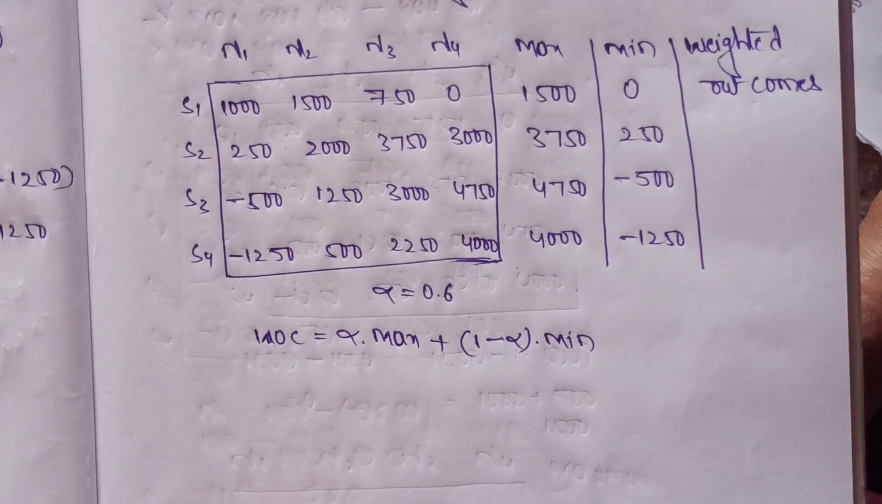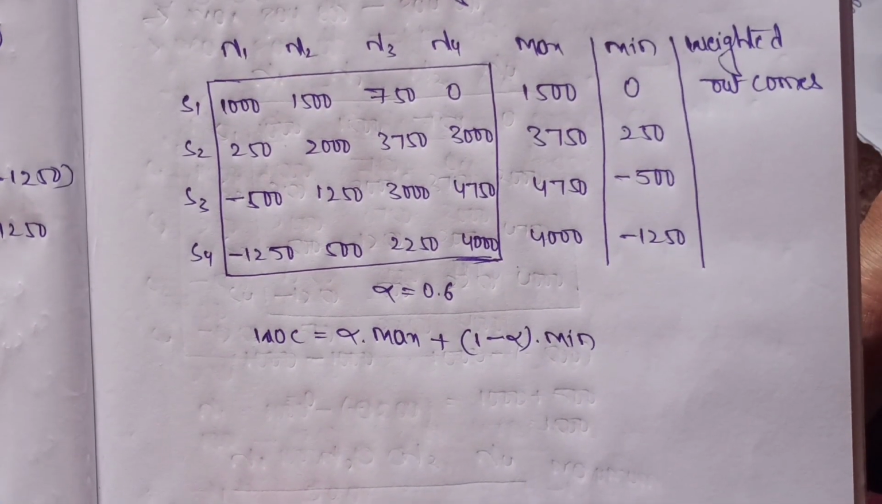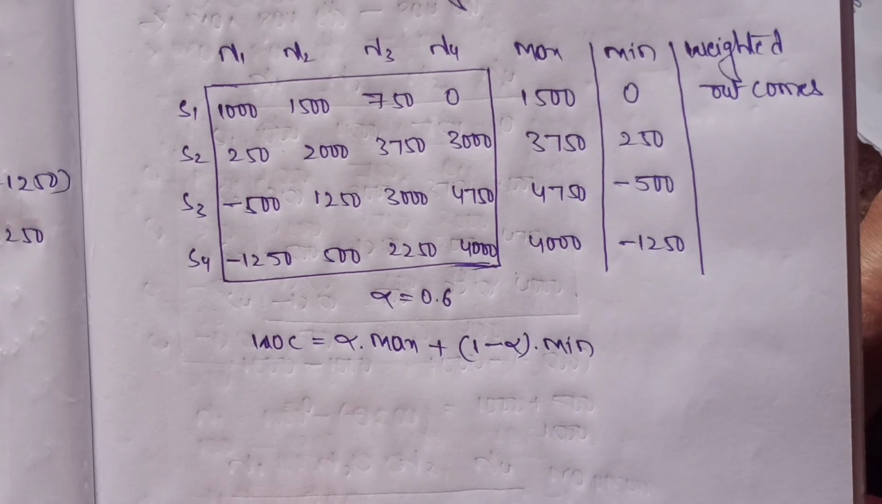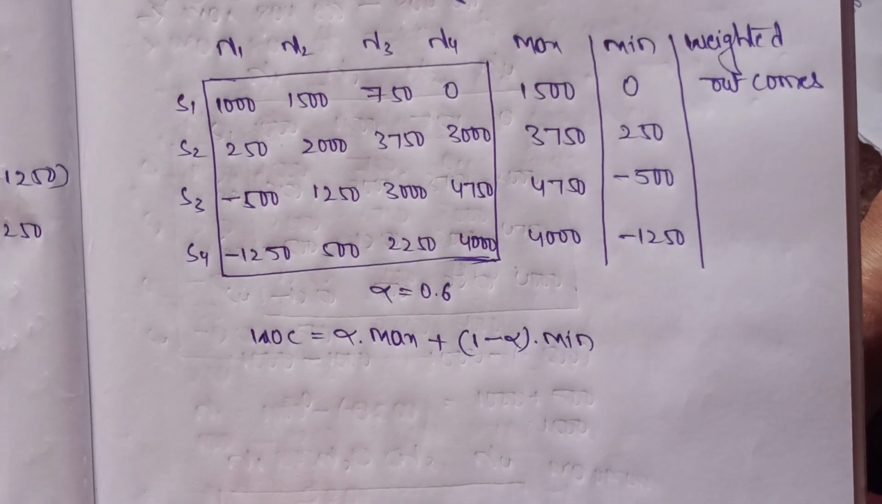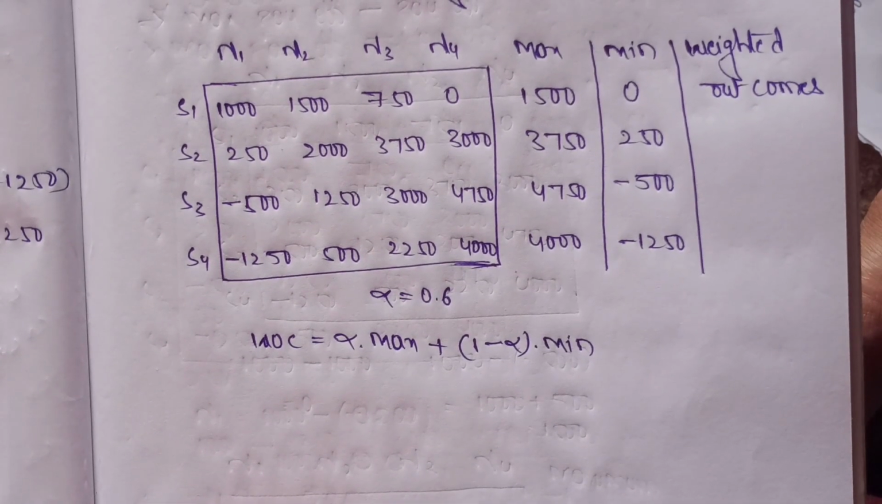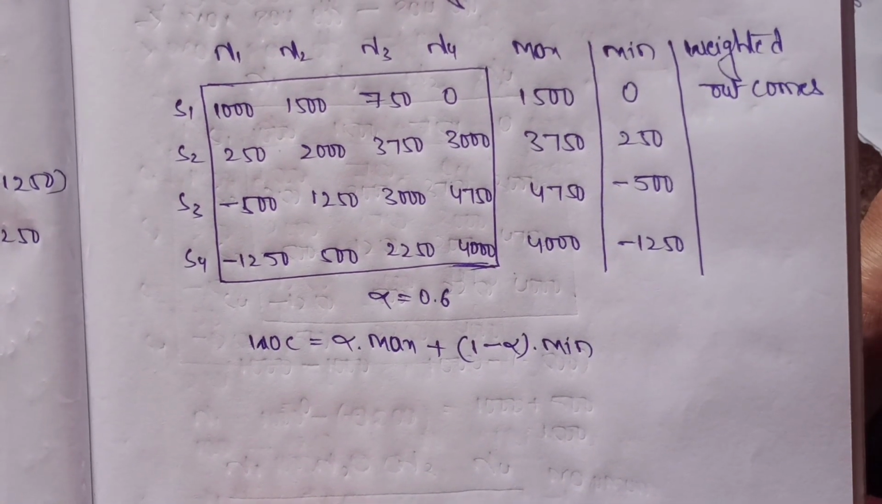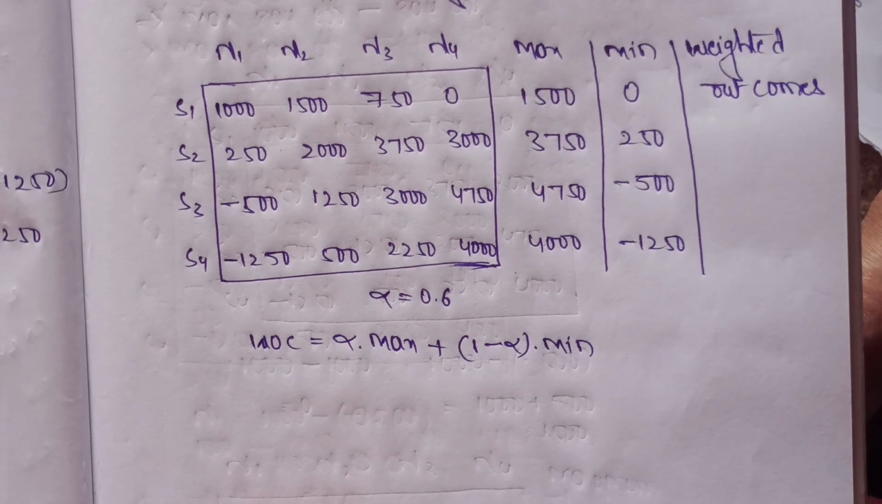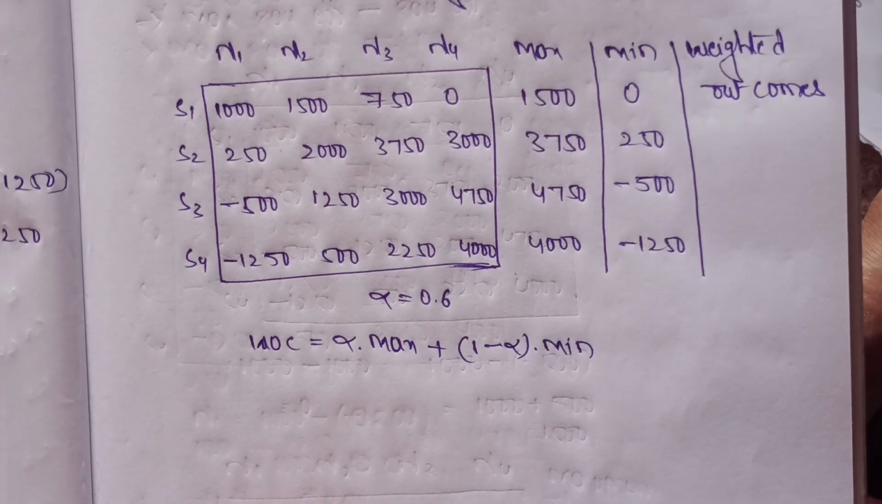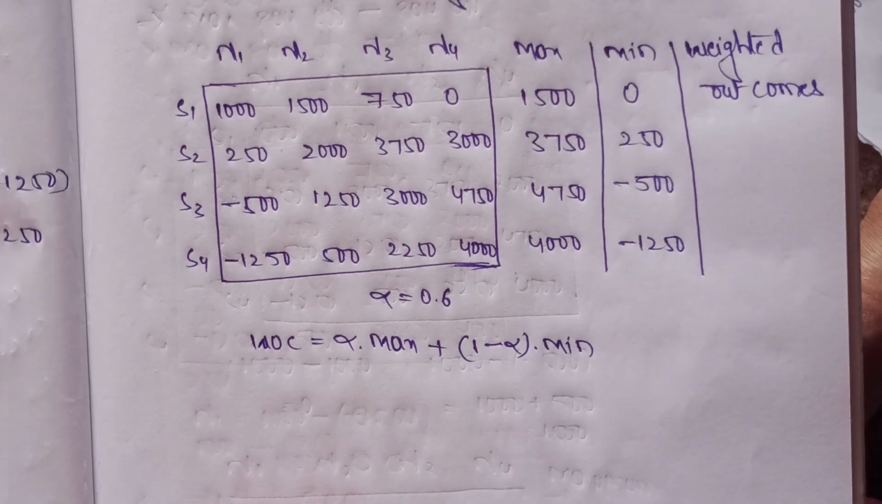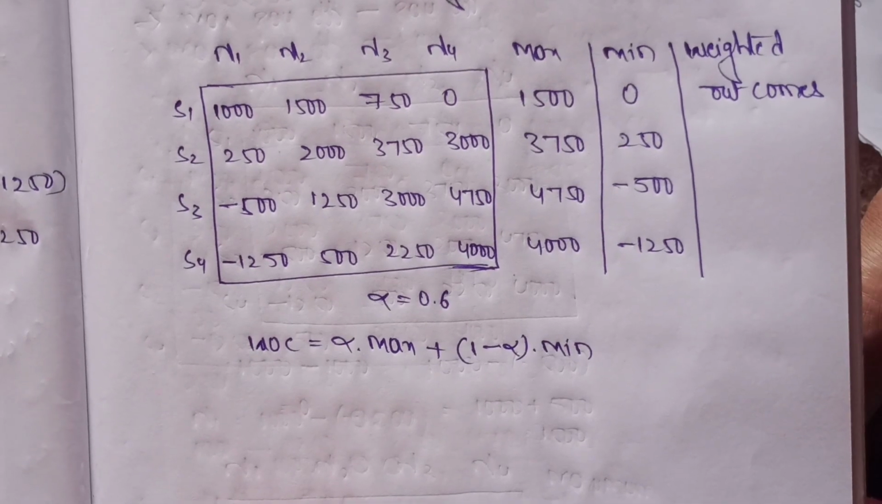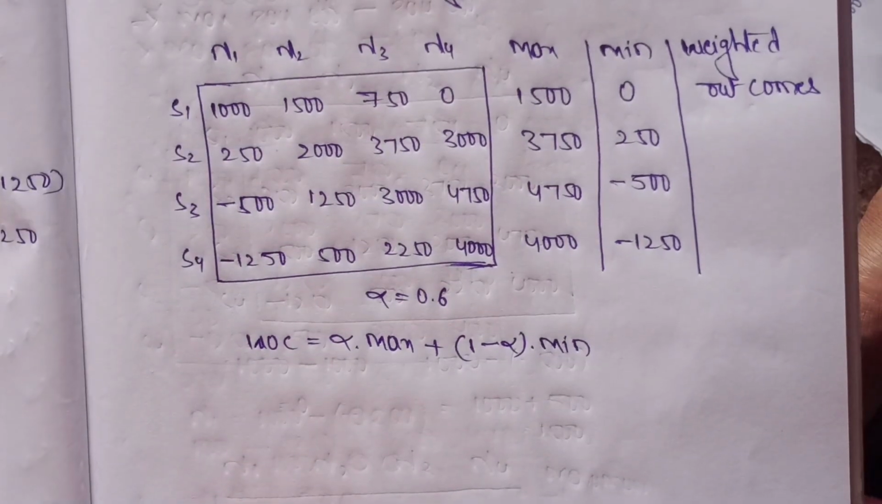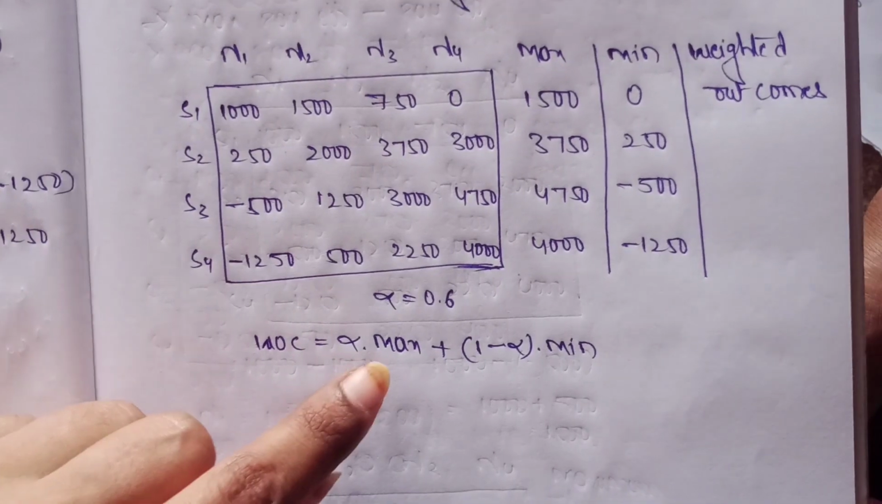Actually, while solving any problem, alpha lies between 0 and 1, so only a value from 0 to 1 is given. Here, since it is given in the problem, we consider 0.6. If the alpha value is not given in a problem, we have to take 0.5 only. So in this problem they have given the alpha value 0.6.